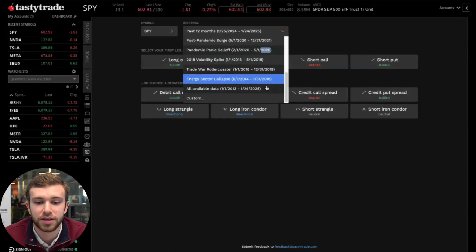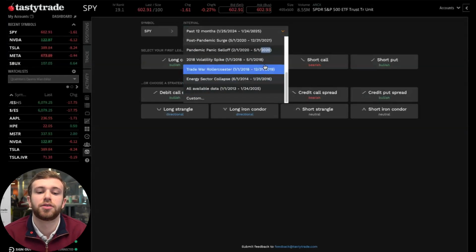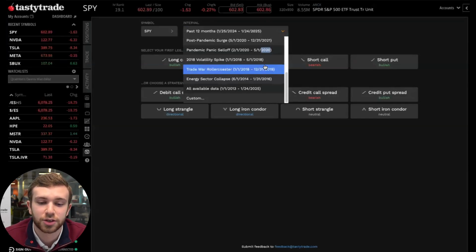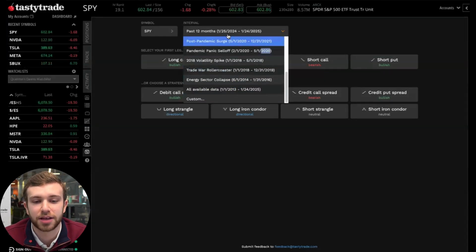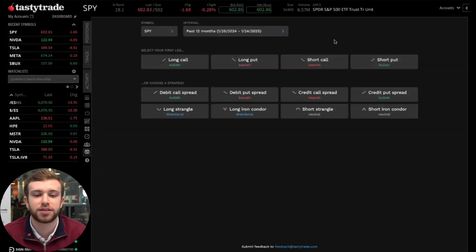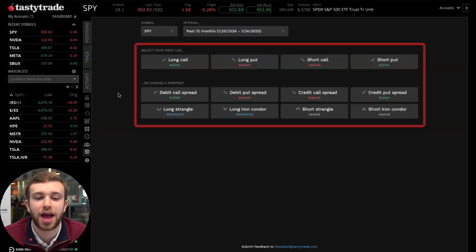And so we have all of these different trade intervals that you can look at, as well as if you want to do custom or go all the way back to 2013 as well. And so here, I'm just going to leave it on the past 12 months for our first test. And then here are the strategies.